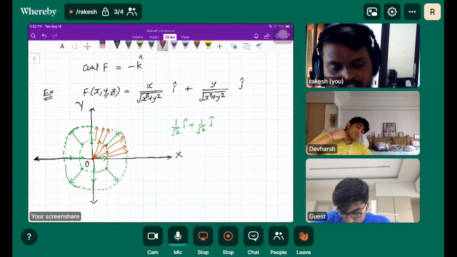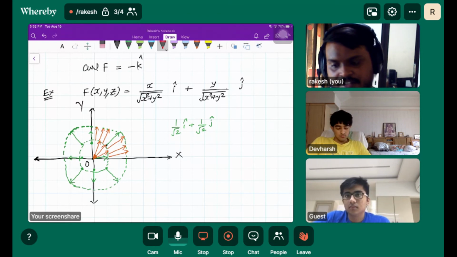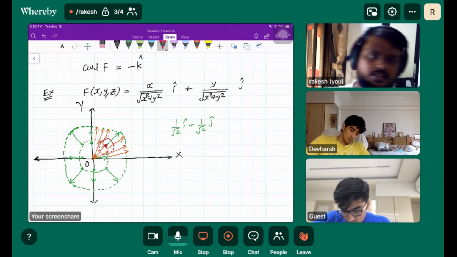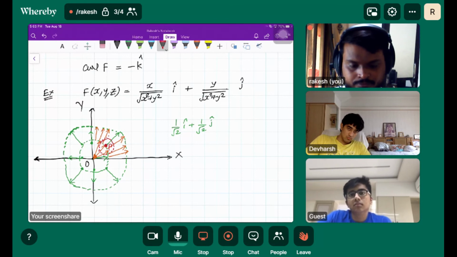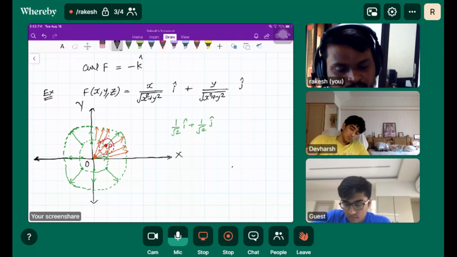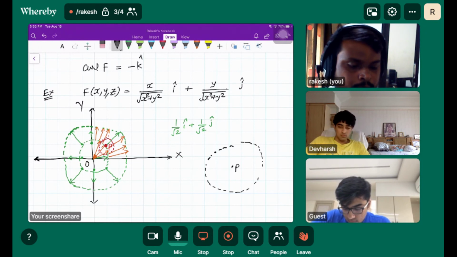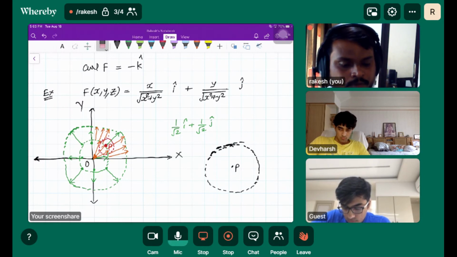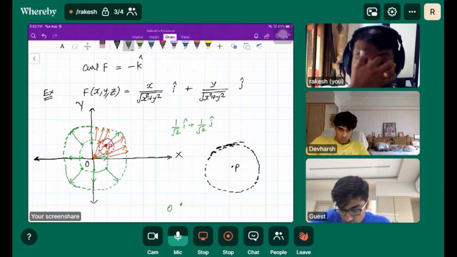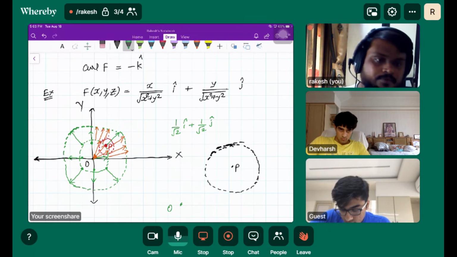Now let's take any point in this vector field, maybe somewhere here, and we'll draw the neighborhood of this point P. Can you see the small circle that represents the neighborhood of point P? Let me enlarge it. So if you think of the origin here, from where the vector field is emerging out, like this.